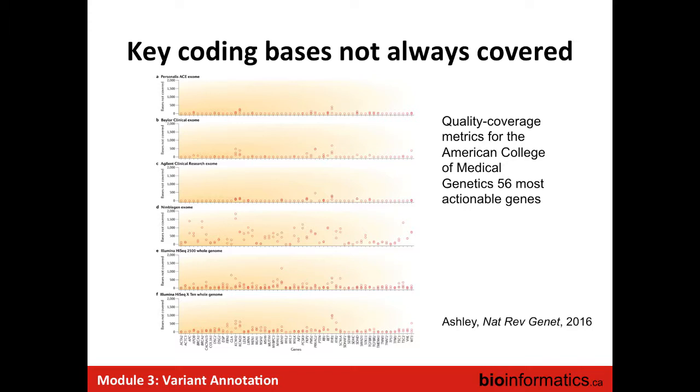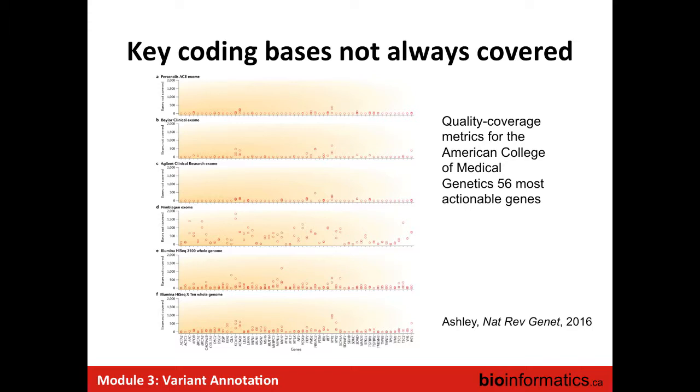And so in the whole exome capture data, or even in the whole genome for that matter, the first exon, which tends to be GC-rich, is frequently less covered. So if you don't have enough coverage, you end up having no calls. So that's another thing.